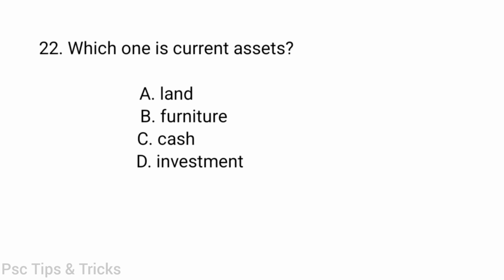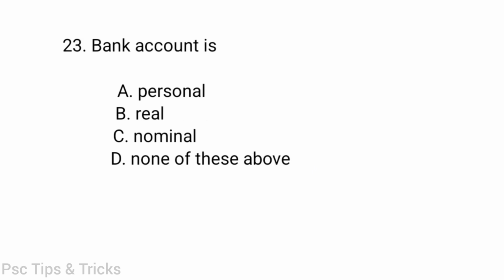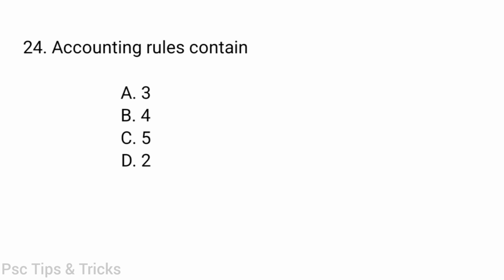Which one is current assets? Land, furniture, cash, investment. Cash. Bank account is personal, real, nominal, none of these above. Personal. Accounting rules contain 3, 4, 5, 2. 3.